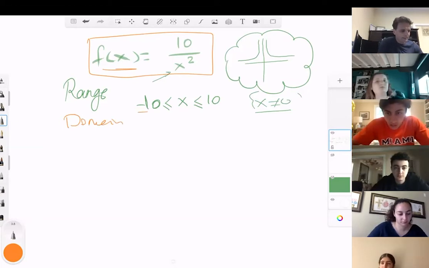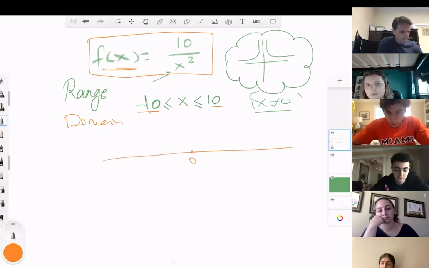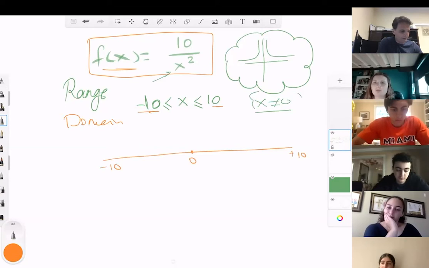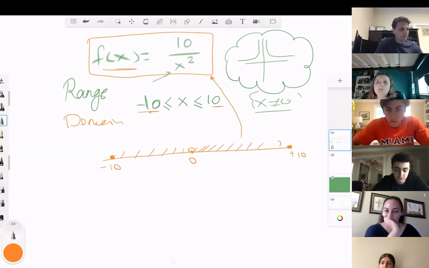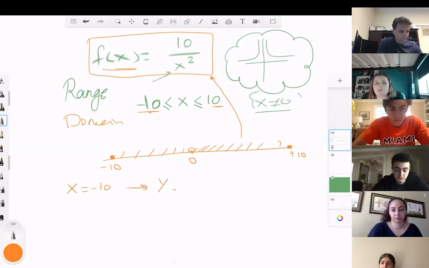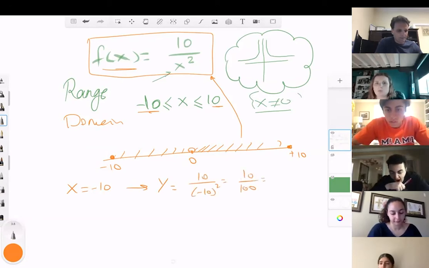They said the domain is between negative 10 and 10. That means if this is a number line, 0, negative 10 here, positive 10 over here. Any number you pick there, not 0, you plug in here, and we're going to have a value of y. For example, if x equals negative 10, what is y? Y will be 10 over negative 10 squared, correct? 10 over 100 will be 1 over 10.